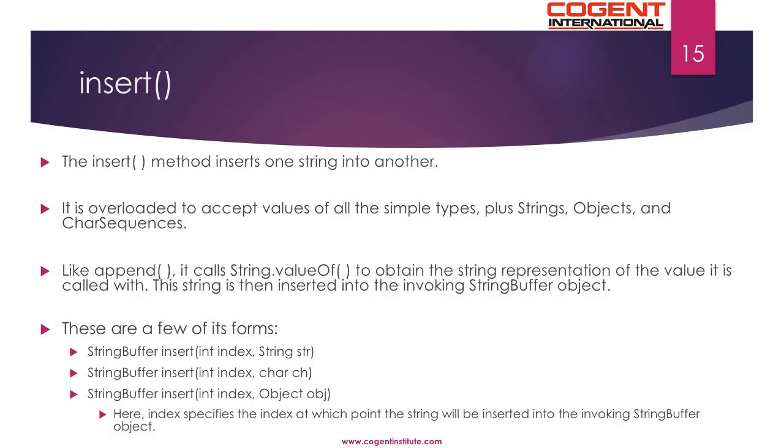The first one, insert, which has two params, index and str of type int and String, and returns a StringBuffer object. The next one, insert, which has two params, index and ch of type int and char, and returns a StringBuffer object. The next one, insert, which has two params, index and obj of type int and Object respectively, and returns a StringBuffer object. Here, index specifies the index at which point the string will be inserted into the invoking StringBuffer object.